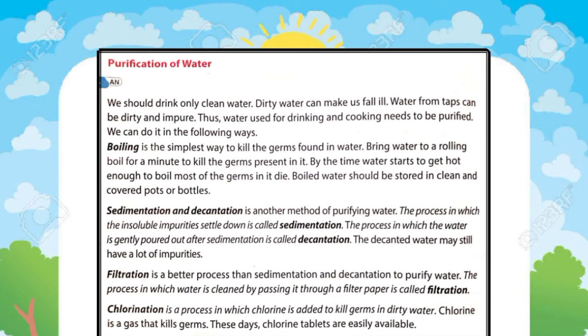Chlorination is one of the methods of purifying water. It is a process in which chlorine is added to kill germs in dirty water. Chlorine is a gas that kills germs. And these days, chlorine tablets are easily available that we can use to purify our water.